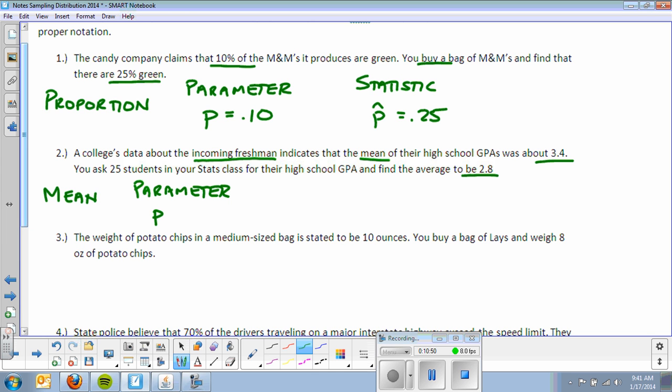So that's the parameter in this case. And it's, I'm sorry, not p. Mu equals 3.4. Mu is the mean of the population. I asked 25 students, so that's a sample. That's a piece of the population. And I get an x bar of 2.8.